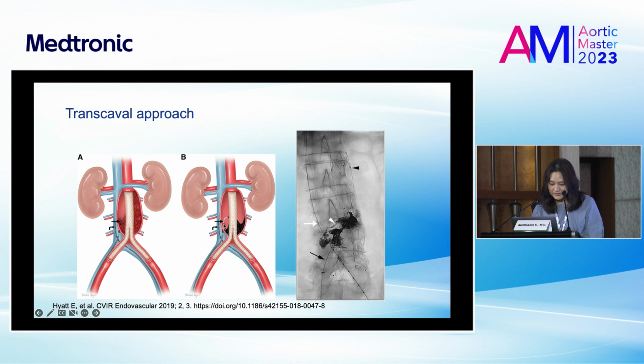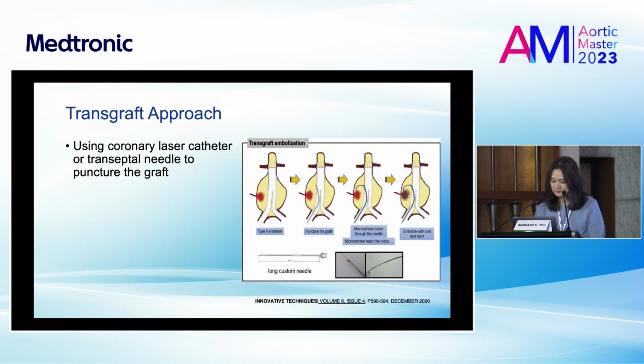This diagram shows how to do it. We use the sheath and the needle from one femoral vein groin, and IVUS guidance from the other side. When we puncture inside the endoleak sac, we fill the space with liquid. Mostly we use Onyx. When the sac is completely embolized, we can draw back the catheter safely. The transgraft approach is pretty similar, but you can use a coronary laser catheter or transseptal needle to puncture the graft, with the same concept. If you completely embolize the sac, you do not need to embolize or seal the puncture hole.